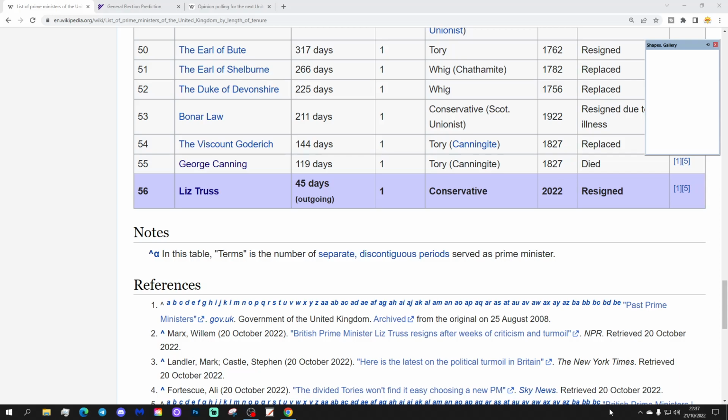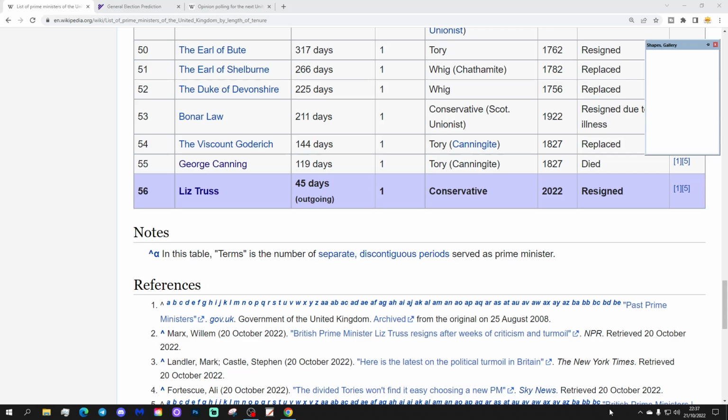She's the 56th Prime Minister, and she's at 56 out of 56 in terms of length of tenure. She has done 45 days in total. She's got a few more days to add to that. The Conservatives may get their Prime Minister on Monday, possibly on Friday next week, so it's possible she'll get into the 50s. But look how short she is of the previous shortest reigned Prime Minister, who was George Canning.